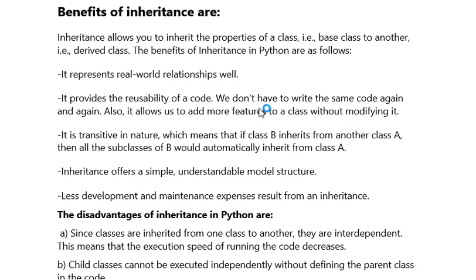Yes or no? So we can take the parent's properties, and along with that we have one more benefit: we can have our own property also. Yes or no? That is the thing. Next, it is transitive in nature.